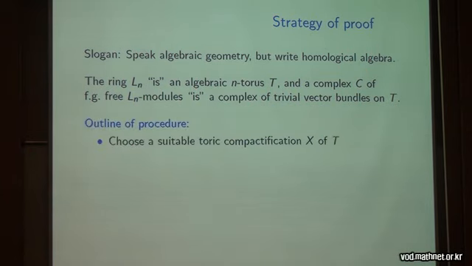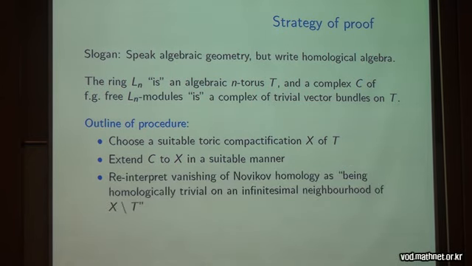What you then do is you first of all choose a suitable toric compactification X of T. Suitable is a bit misleading. Suitable means any, well, projective or something. But that's the choice of the polytope P, of course. Then extend the complex C, which consists of trivial vector bundles on the torus, to all of X.